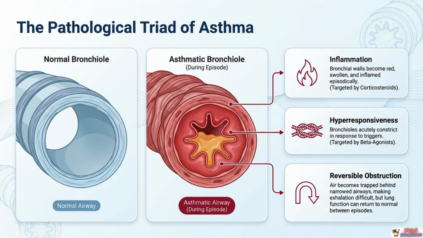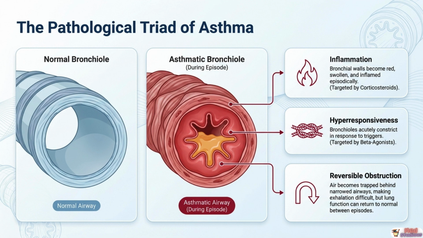The second component is bronchial hyperresponsiveness, meaning the airways are hypersensitive and will acutely constrict in response to even mild triggers. This is what beta agonists target. The third is reversible obstruction. Air becomes physically trapped behind the narrowed airways, making exhalation particularly difficult. Crucially, however, lung function can return completely to normal between episodes, which is what distinguishes asthma from COPD. These three components, inflammation, hyperresponsiveness, and reversible obstruction, are the pillars your entire management strategy is built around.